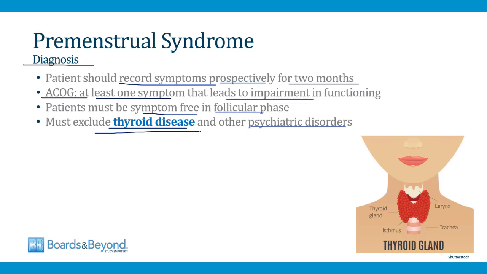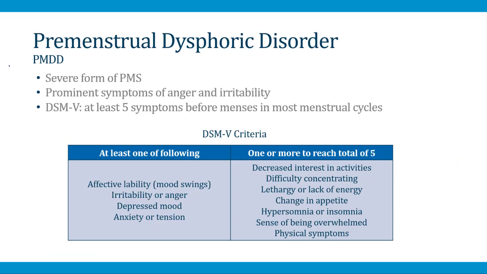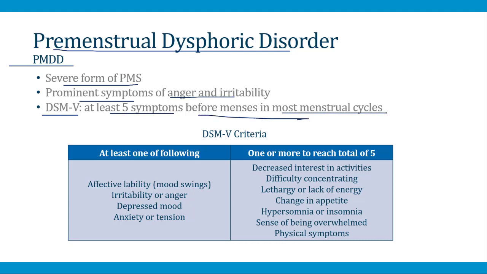Hypo or hyperthyroidism can lead to physical and mood symptoms that can mimic PMS, and there are a number of psychiatric disorders that can cause the mood symptoms that you can also see as part of the premenstrual syndrome. PMDD is the premenstrual dysphoric disorder, and this is a severe form of PMS. Women with this form of PMS for their mood symptoms often have prominent symptoms of anger and irritability. In order to meet the diagnostic criteria for PMDD by the DSM-5, at least 5 symptoms have to be present before menses in most menstrual cycles.